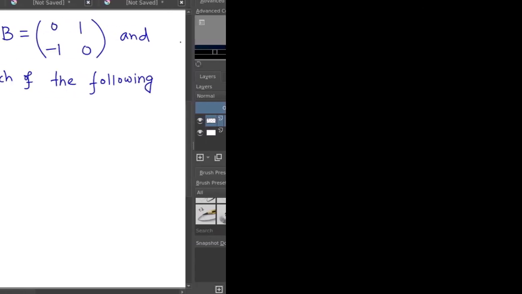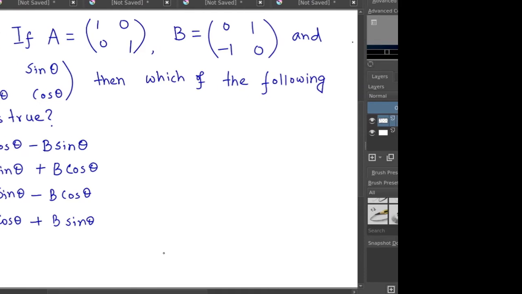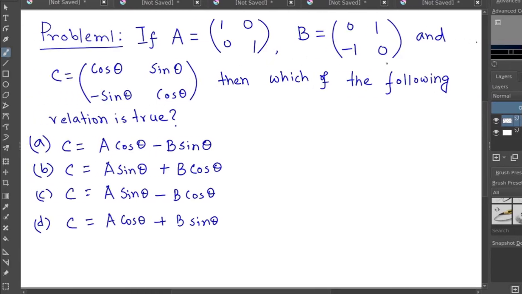Now the problem that you can see is here. If A is a matrix, B is a 2x2 matrix given, A is a 2x2 identity matrix, and C is a matrix defined as cos theta sin theta minus sin theta cos theta, then which of the following relation is true? Okay, there are four options. It is a multiple choice question, only one answer is true. Let's see which one of the answers is correct.